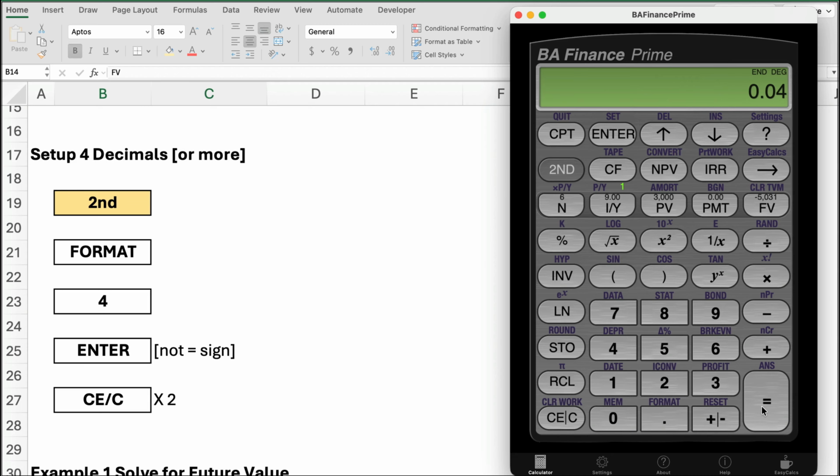Well, 35.2 is not exactly 4%. So we have a problem. You want to show at least 4 decimal places. So here's how you do it.